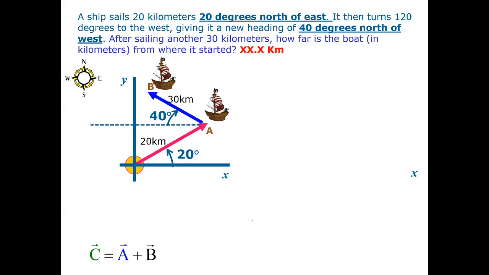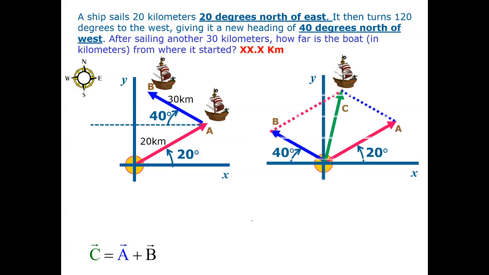So our y component is going to be 20 times the sine of 20, and our x component is going to be 20 times cosine of 20. Then the boat turns, and it has a new heading that is 40 degrees north of west. So that means the new displacement is 40 degrees above west in our compass rose. So our boat has turned, and so now it is traveling along this vector b that is 40 degrees north of west.